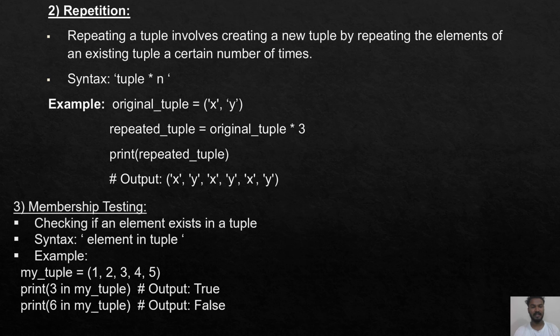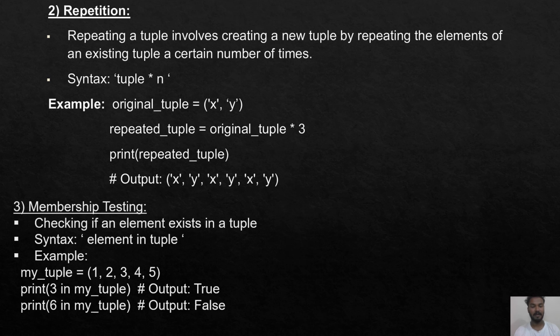Repetition. Repetition of a tuple involves creating a new tuple by repeating the elements of an existing tuple a certain number of times. The syntax for repetition is tuple times n. For example, we assign the original tuple variable is equal to ('x', 'y'). We repeat that original tuple 3 times. We get the output x, y, three times.